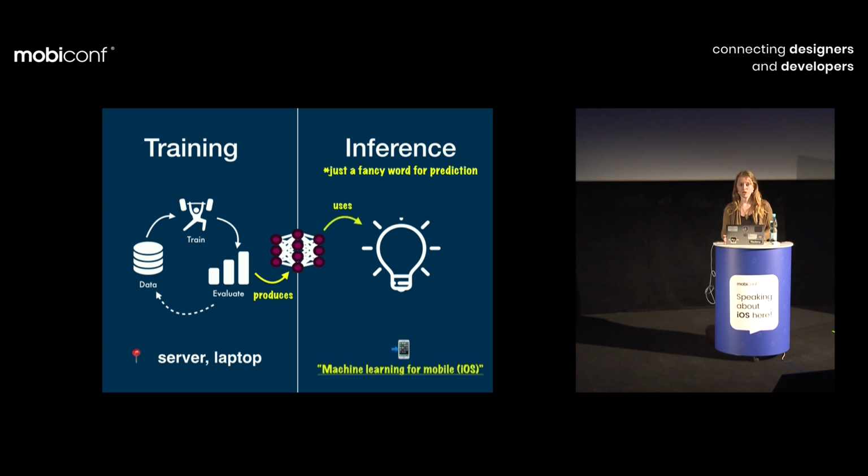However, when we're talking about machine learning for iOS, then we're talking about doing inference on the device. So that's what they really mean. It's taking a pre-trained model that you've already gotten from the training process and hosting it on your iPhone. That way you can make predictions locally on your device without having to make a network call.